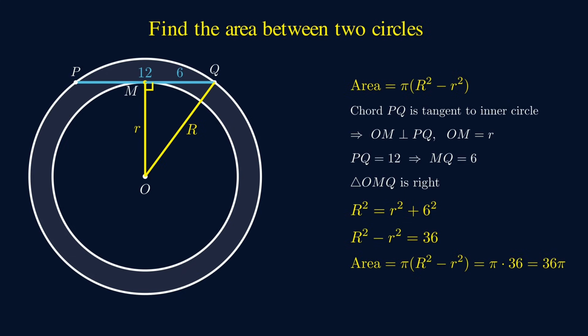So the big ideas to remember here are tangency gives you a perpendicular, the midpoint of the chord gives you a right triangle, and once you see that triangle, the area falls out almost instantly.